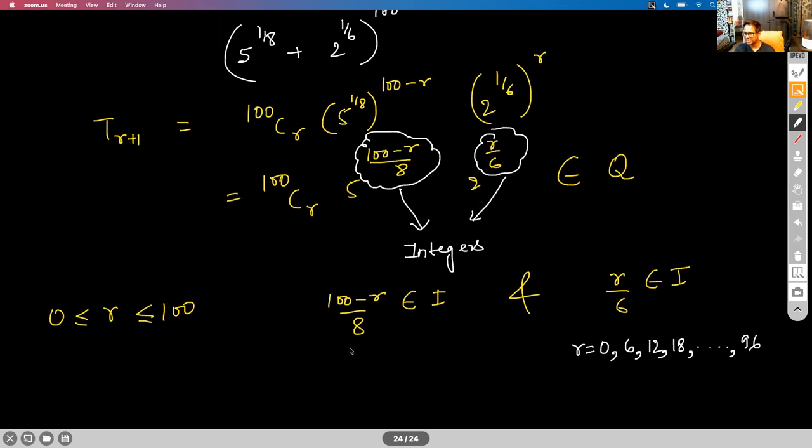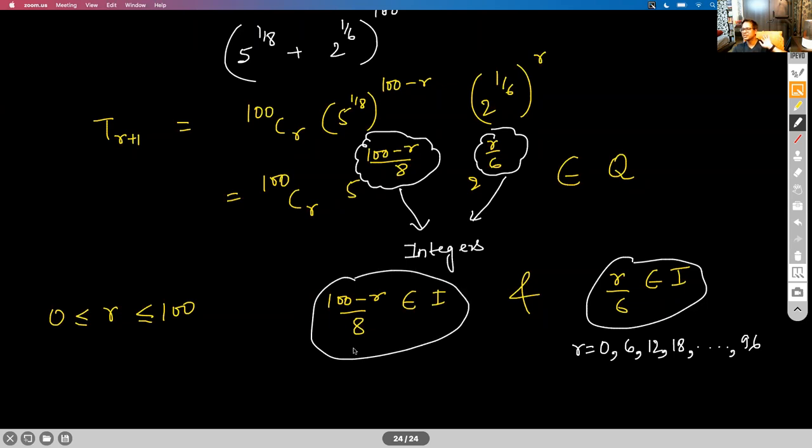Let's figure that out. What I've done first is figure out when r by 6 is an integer. Then for those values of r, I'm trying to select which ones make this one also an integer. Finally, whichever satisfies (100 minus r) by 8 as an integer from these values will be taken in our consideration. So let's start with 0. 100 minus 0 by 8, no, not an integer. 6: 94 by 8, not an integer. 12: 88 by 8, yes, it's an integer. So 12 is fine.